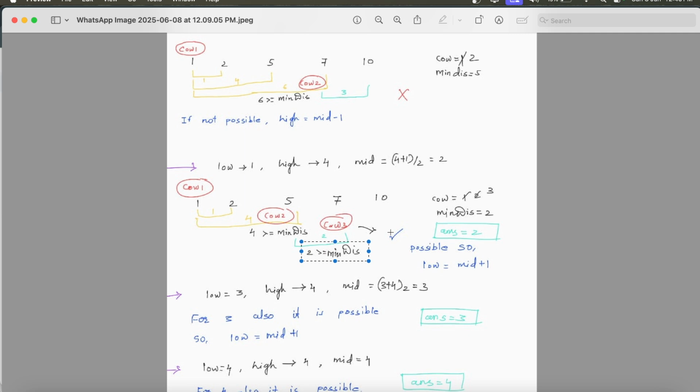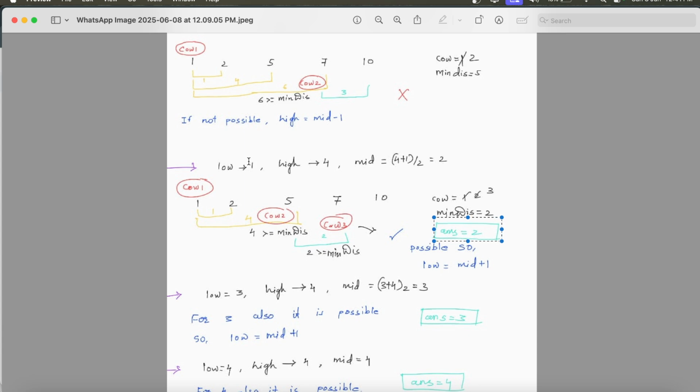So yes, we are able to place our cows at different locations, so it is satisfying. So mid is basically the answer that we are looking for, and we will update the answer with 2. Now 2 is satisfying, but there are a few chances, right? 3 and 4 are also there in our array. Those could be answers. The moment any value is satisfying, all values lower than that will definitely satisfy at any point in time.